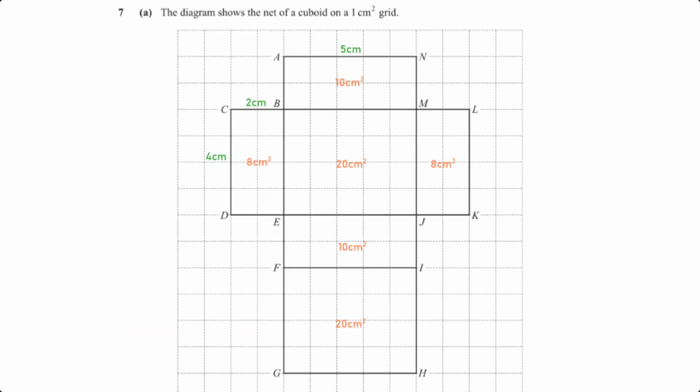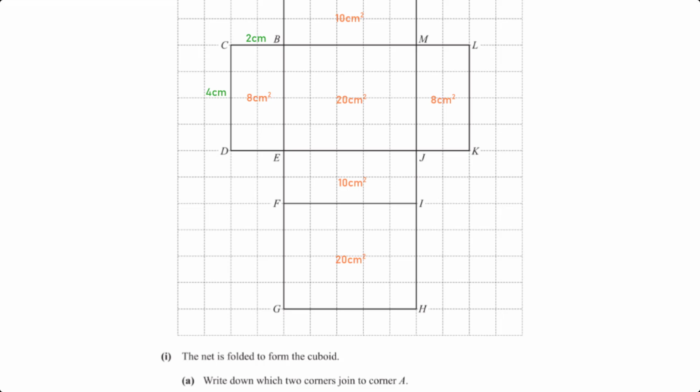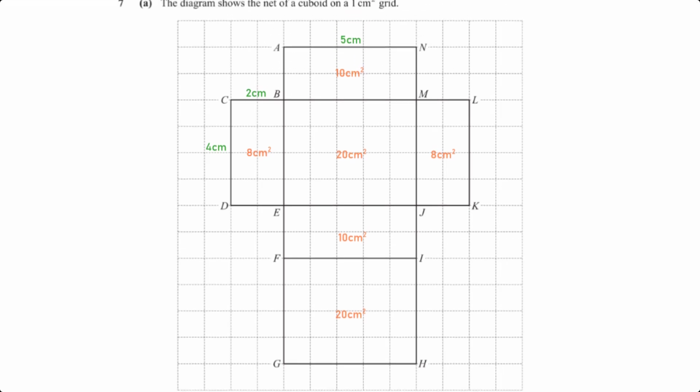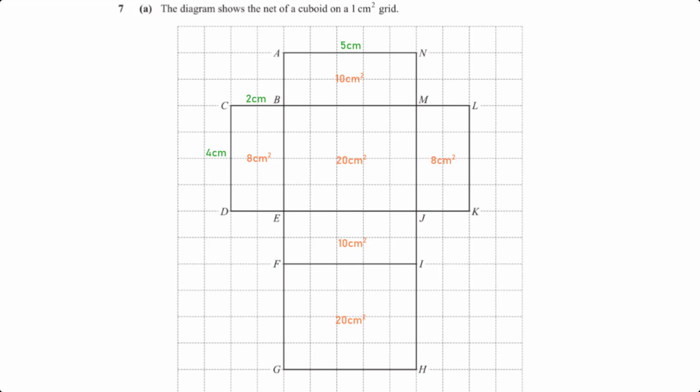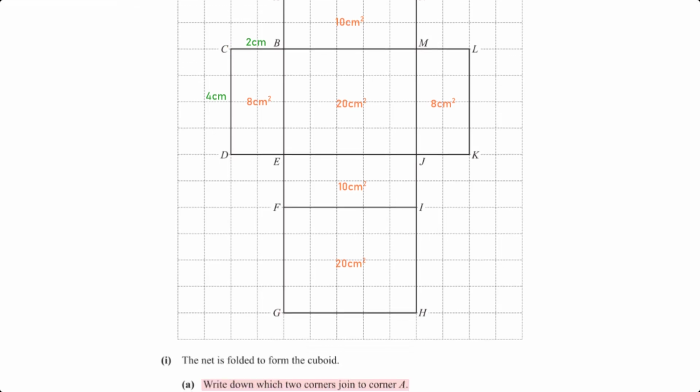The diagram shows the net of a cuboid on a 1 cm squared grid. The net is folded to form the cuboid. Write down which two corners join to corner A. Imagine we try to close the given cuboid. We see that point C joins to point A. Then we also have point G, which comes to join point A.